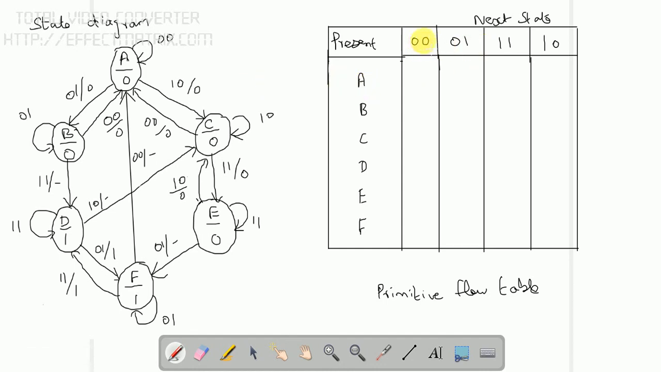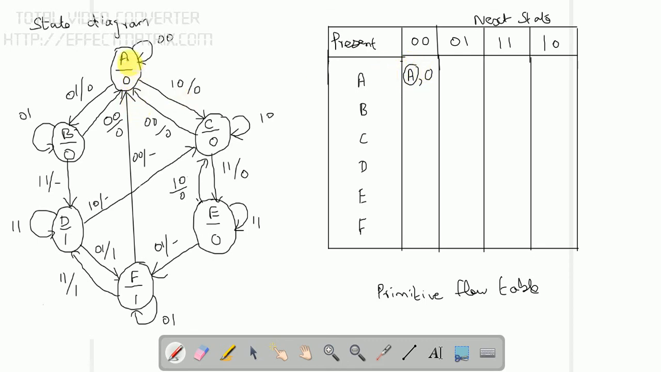So this is the 0 0 input, and this is the present state A. Already my A state has the 0 0 input. So I am going to write A as the state value, comma, and the output of A is 0. So this indicates the self state. The 0 0 input is in the A state, so I write it as A, and the output of A is 0. Now I'm going to circle the self state value.